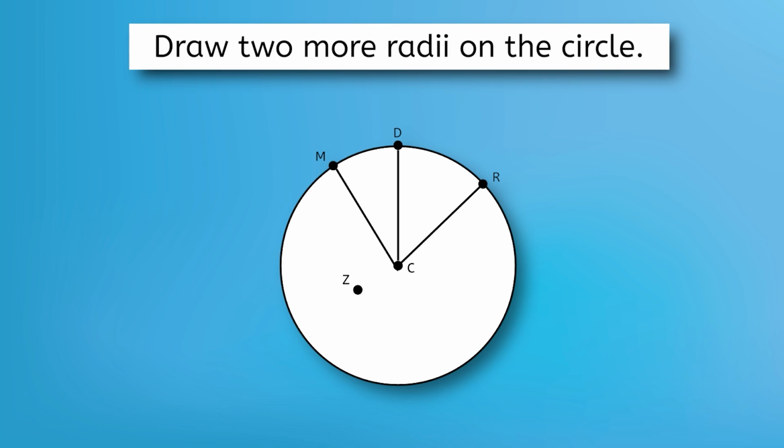Yes, going from C to D draws a radius, and C to M makes one more. If you go from the center to any point on the edge of the circle, you've drawn a radius. Oh, now I see. When you use radii, you get perfectly even slices of cake or pie.